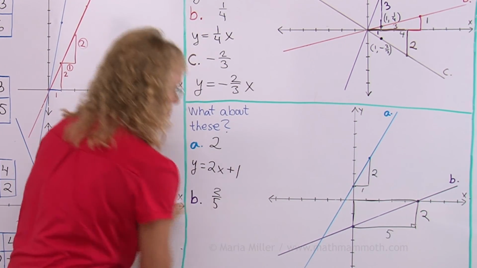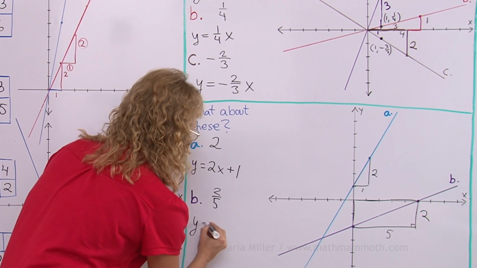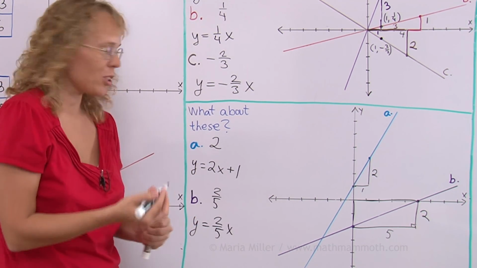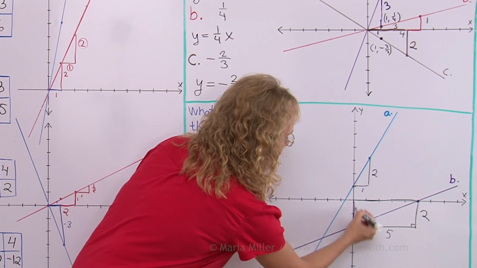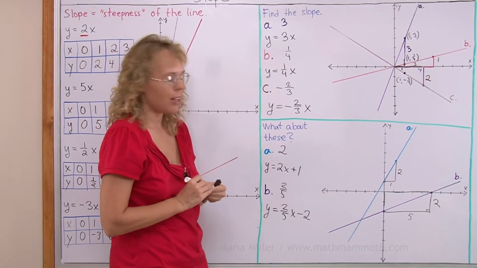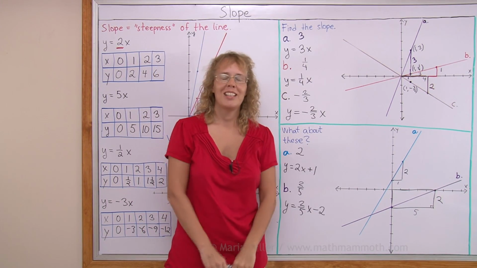And that's the slope. And the equation is y equals 2/5 times x, and then plus or minus some number. This time this line crosses the y-axis at -2, so we subtract 2 to get the equation of the line. So we're all done, and I hope this was helpful.